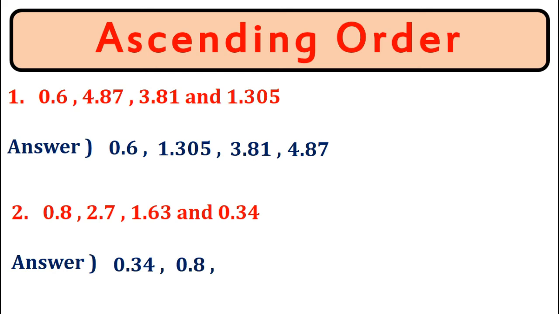Now out of 2.7 and 1.63, the number having the smallest whole number part is 1.63. So we write that next, and lastly we write 2.7. So the ascending order of the given set of decimal numbers in example 2 is 0.34, 0.8, 1.63 and 2.7.